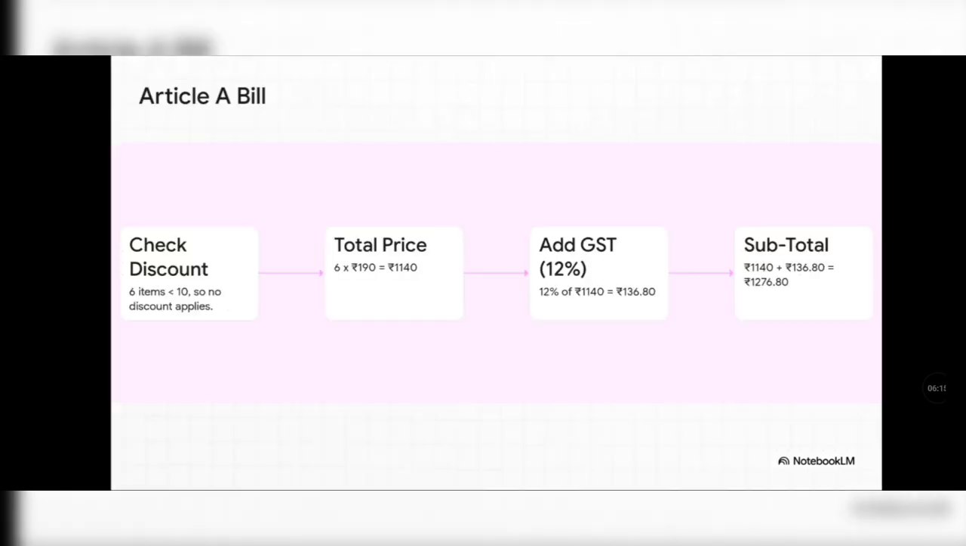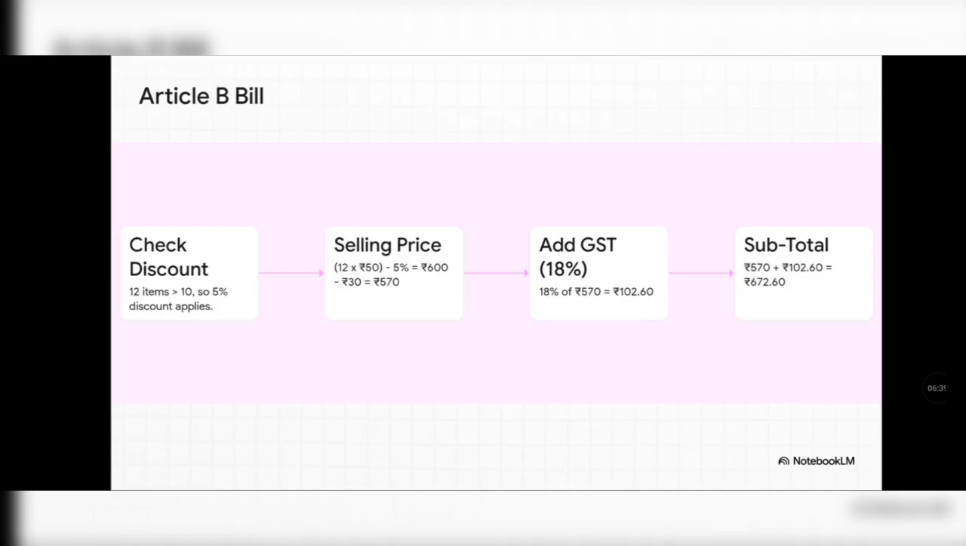So let's start with Article A. The customer bought 6 of them. Was that more than 10? Nope. So, no discount. Easy. We just calculate the total price. 6 times 190 is 1140 rupees. Then we calculate the 12% GST on that, which is 136.80. Add them together, and the subtotal for Article A is 1,276.80.